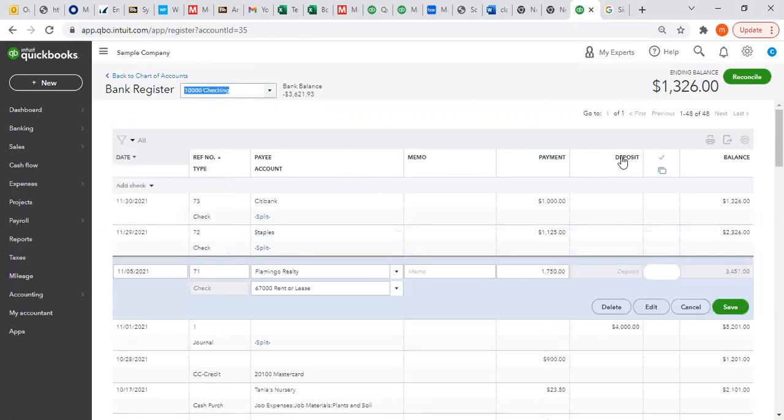Let me just take this off. Okay, so over here, you'll see the transaction I just did, 1750, 1129, 1000. Those are the transactions I just did. And the balance is 1326.